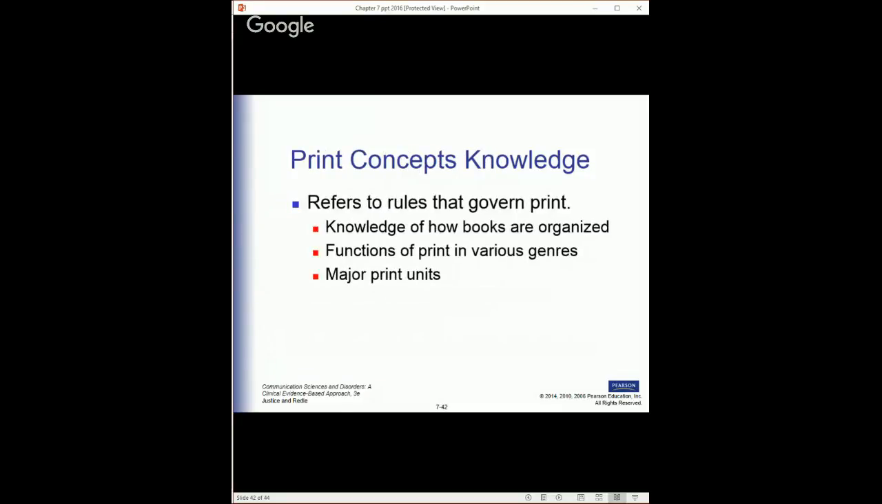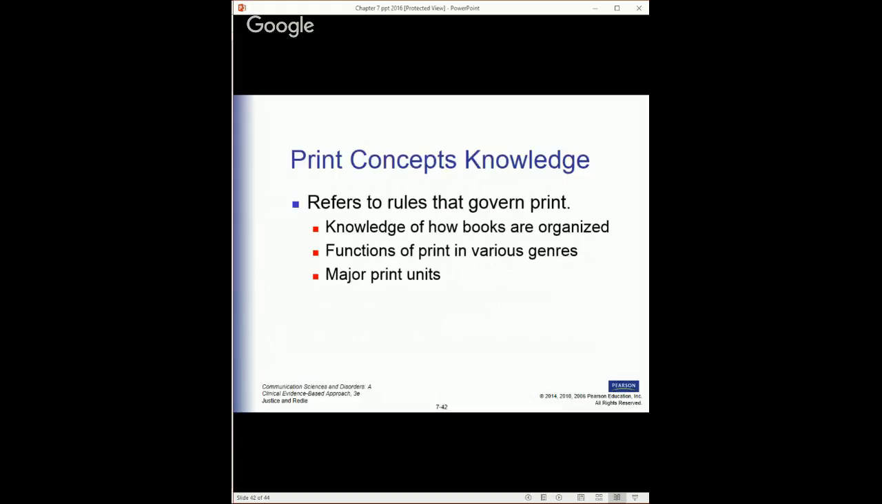Print concepts knowledge refers to rules that govern print. Knowledge of how books are organized. Where is the front of the book? Where is the back of the book? Where do words start? In the upper left-hand corner. A child could show you that they start in the upper left-hand corner. They wouldn't necessarily be able to tell you upper left-hand corner, but they could show you if you asked where do words start on a page, that words move from left to right.